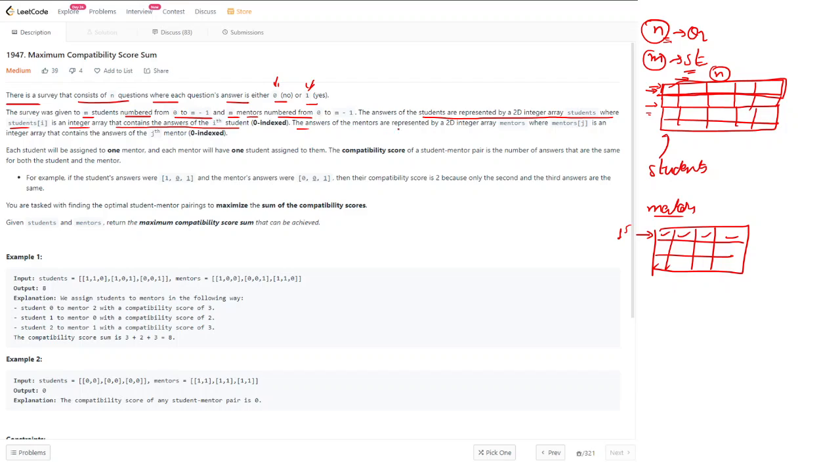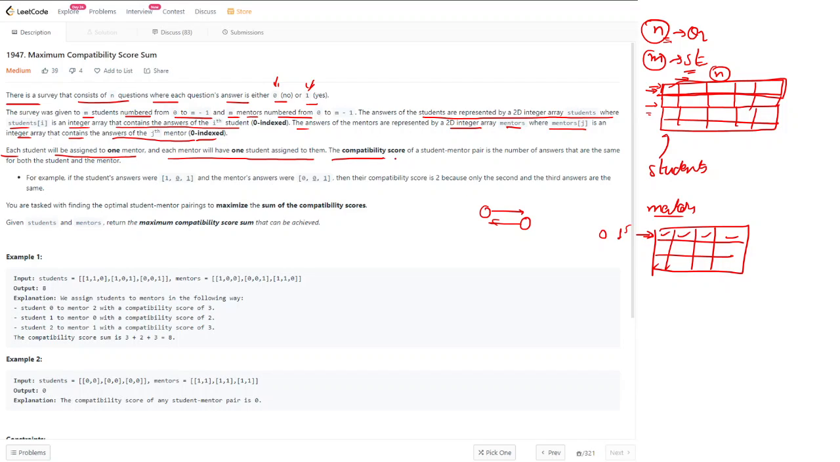The answers of the mentors are represented by a 2D array mentors, where mentors[j] is an integer array that contains the answers of the jth mentor, and it is 0-indexed. That is, the first row is 0. Each student will be assigned to one mentor and each mentor will have one student. That is, a one-to-one condition is there. One student, one mentor, and one mentor, one student.